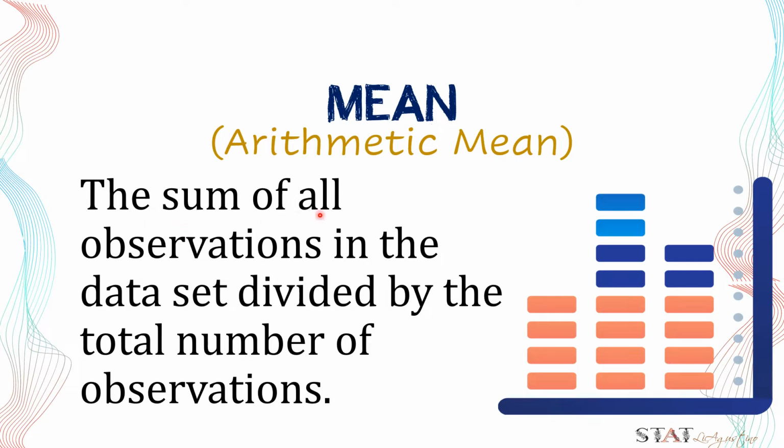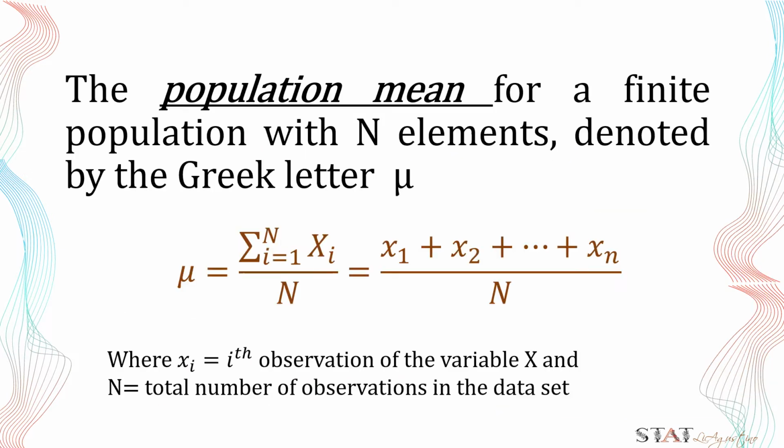It is the sum of all observations in the dataset divided by the total number of observations. So that is the textual definition. Let's express it in a mathematical way. Just like in our summation notation, I believe that you can read this expression already. This is the summation of xi, where the index i ranges from 1 to n, over n. So what is this? The population mean. The population mean for a finite population with N elements is denoted by the Greek letter mu.